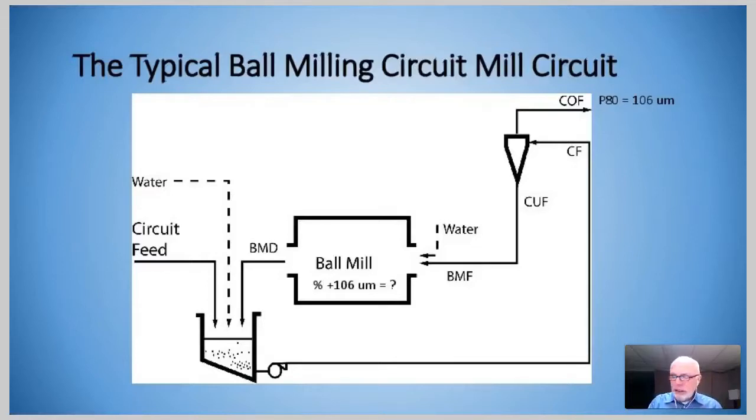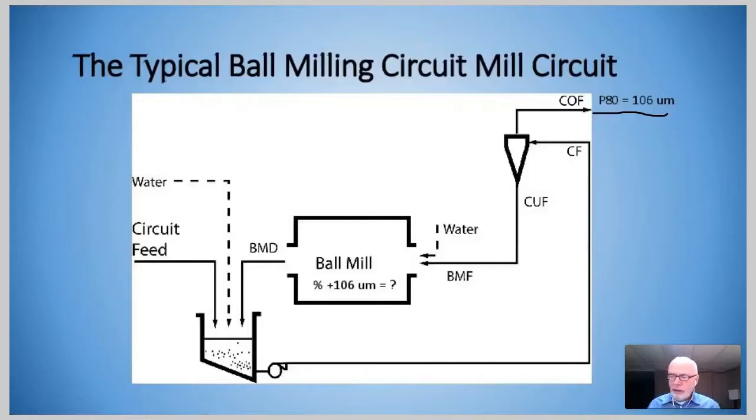So on this slide, you see the typical grinding circuit consisting of the ball mill, pump, and hydrocyclones. So let's say that this circuit is grinding to a P80 size of 106 microns. I just underline that in the upper right-hand corner, and I think the whiteboard is coming through in a few seconds.